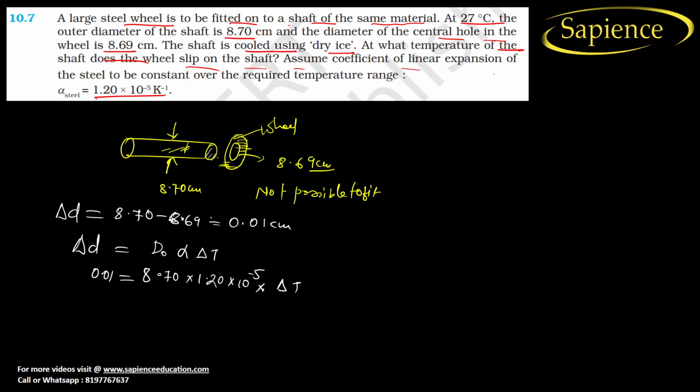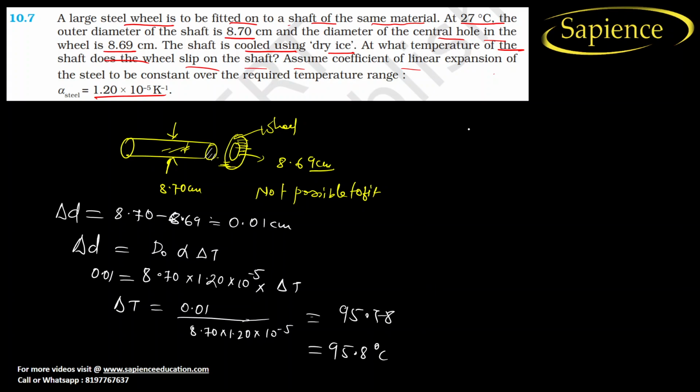So change in temperature is this. So from here change in temperature will be 0.01 divided by 8.70 into 1.20 into 10 to the power minus 5. So when we calculate this, our answer will come to 95.78, or we can also write it as 95.8. So this is a change in temperature, degree Celsius or Kelvin we can say.